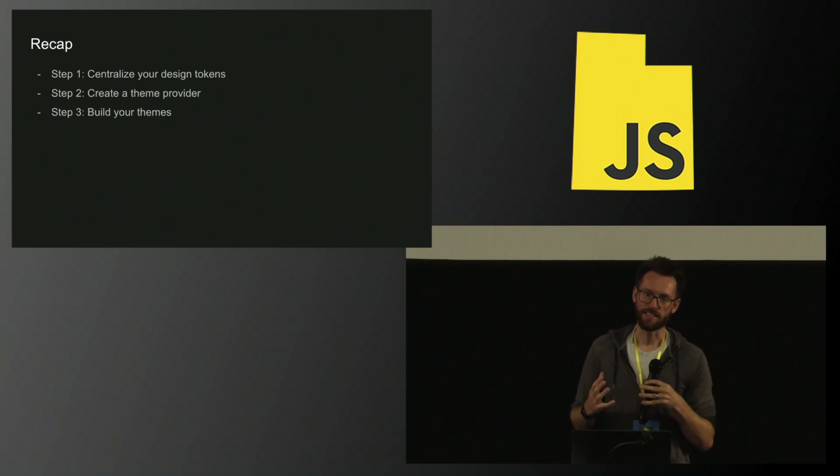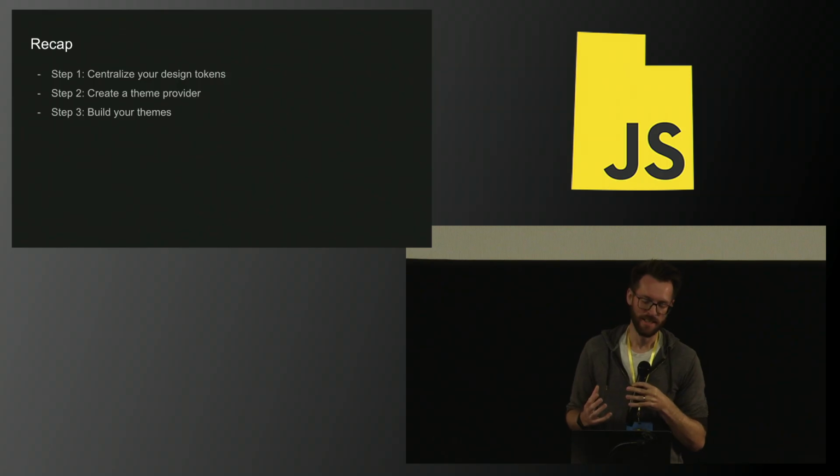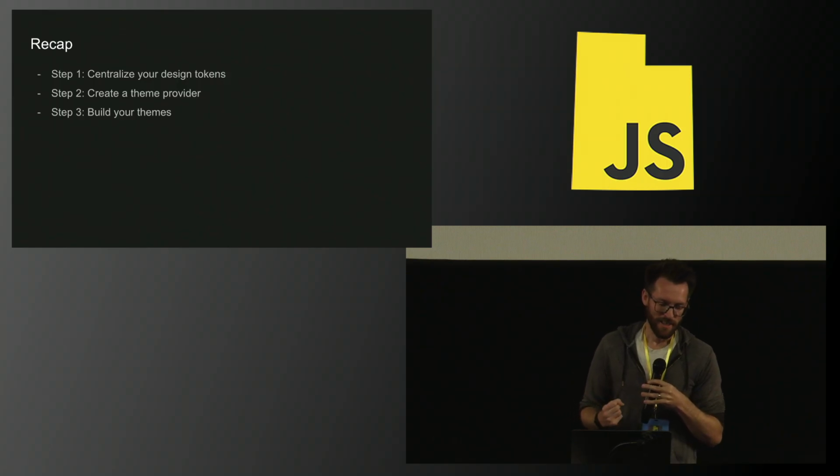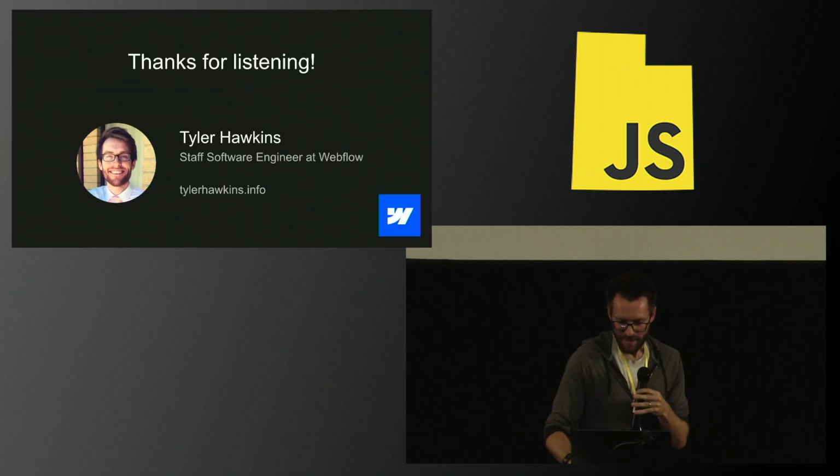In step 2, create a theme provider. Provide an easy way to actually switch between themes, utilize those themes, and have the app listen to it. And then step 3, simply build your themes. And with that, that is everything.